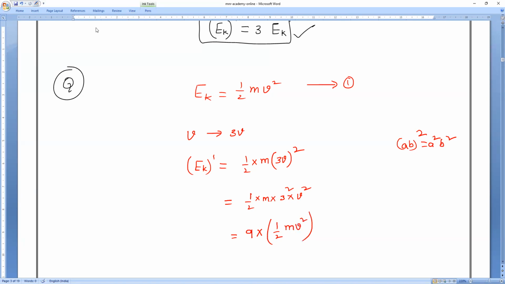So half into m into v square is something, everybody? Initial kinetic energy. So the final kinetic energy is equal to 9 times the initial kinetic energy. That is what you have to remember. So this is the answer. Okay, guys, everybody, clear? Yes, please.